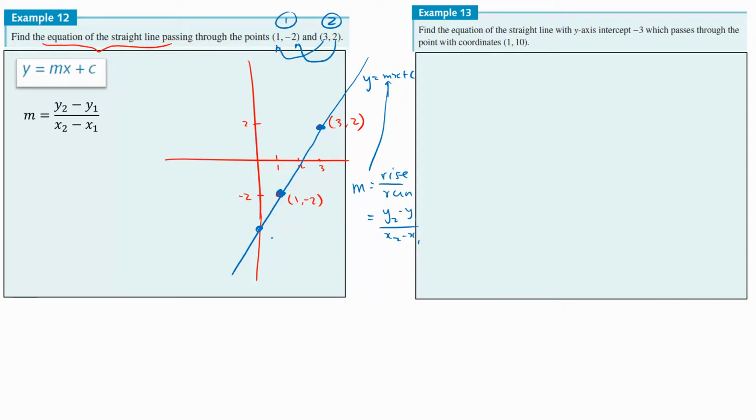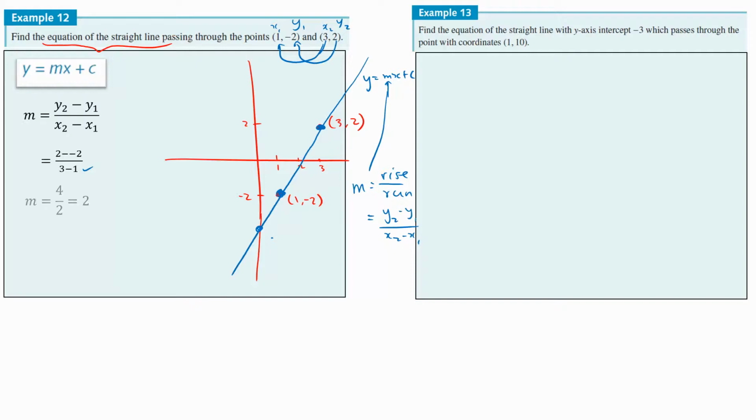It doesn't really matter whether you do 1 take away 2 or 2 take away 1. It'll end up being the same anyway. In my case, I chose 2 take away negative 2. So I looked at the y values. This is my y2 minus y1, so 2 minus negative 2, that's what I wrote here. Then I got x2 minus x1, so 3 minus 1, and that's what I have down here.